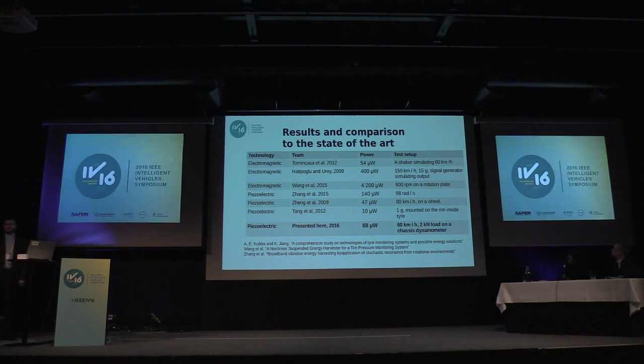Was it root mean square on a resistive load? Was it an instantaneous peak voltage or peak power over some load? Or was it a change of energy in some sort of storage mechanism? So our harvester produced 88 microwatts of stored power over 10 minutes of test drive at 60 km per hour, with the tire being loaded at 2 kN.